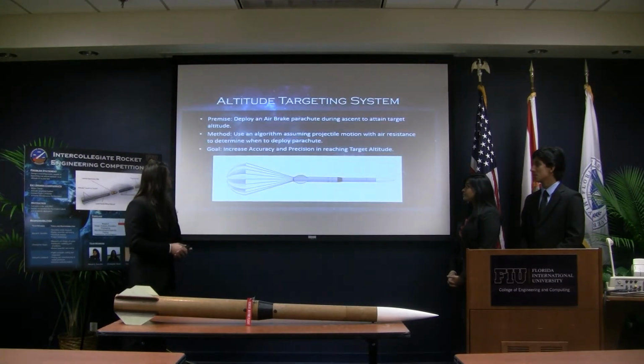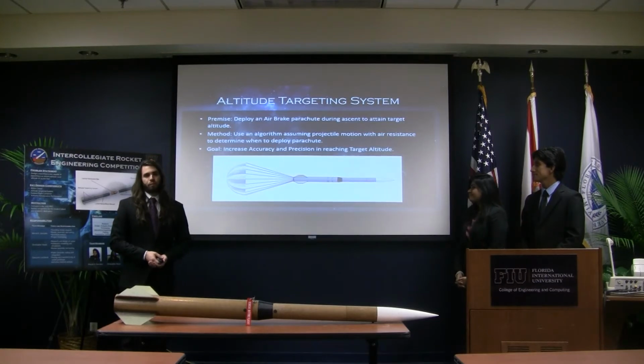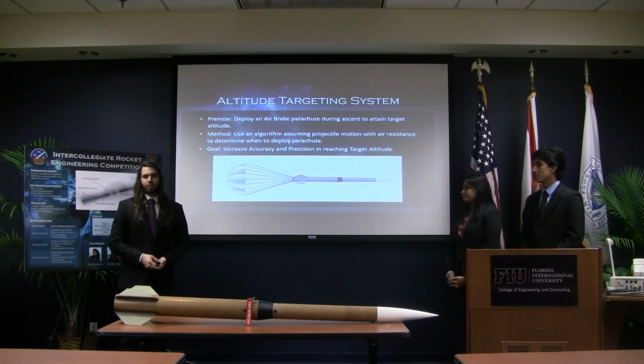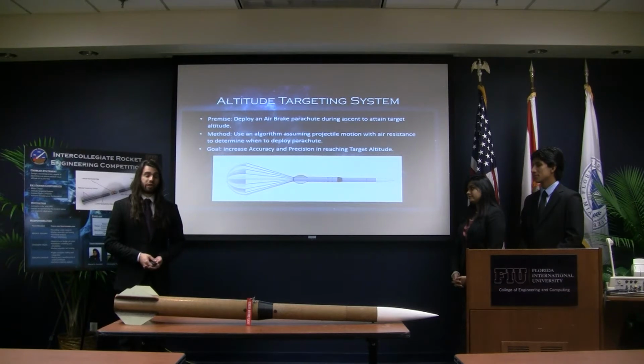For the altitude targeting system, usually when there are altitude goals for a competition, they'll use adding or subtracting weight to reach it, and with simulations. We decided to go above this and actually implement a targeting system which uses a computer-controlled algorithm to predict when to deploy a parachute during ascent to hit the altitude.